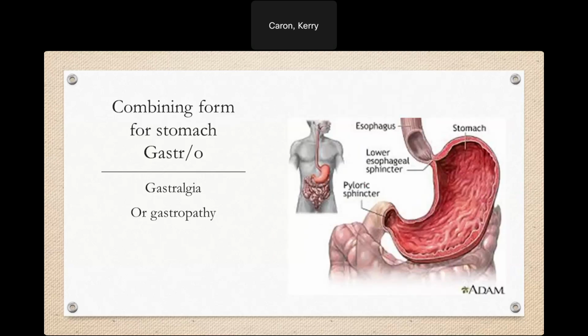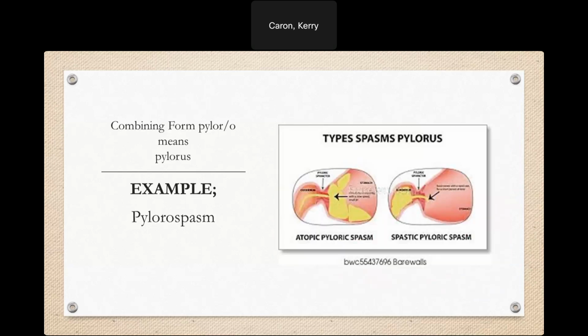Gastro, we had this one before, is stomach. So gastralgia is pain. Gastropathy is disease of the stomach. Pyloro is referring to the pylorus. So a pylorospasm is involuntary contracting or twitching of that pylorus. And if you remember, that's that ending sphincter before the small intestine at the end of the stomach.